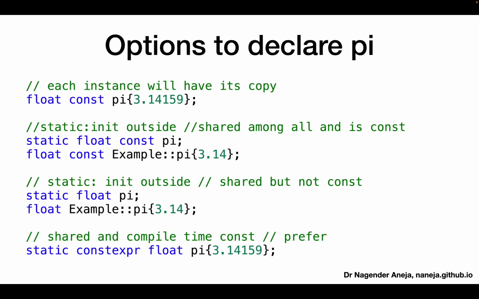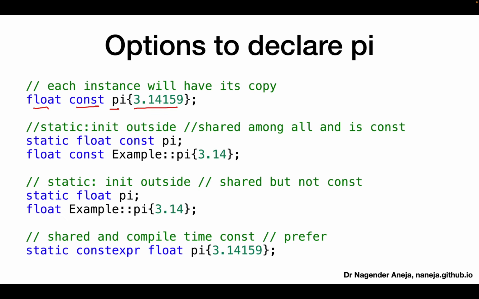Now let me ask you a question. How would you declare the value of pi? We know pi is a constant, so how do we want to declare it? This is one method where we say it's a float and we declare it as a constant, and its value is this one. This is just a very simple variable that is constant, its value can't be changed.